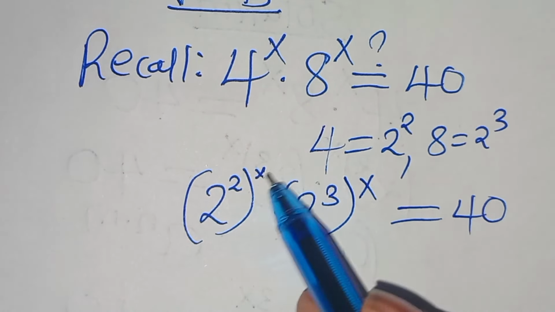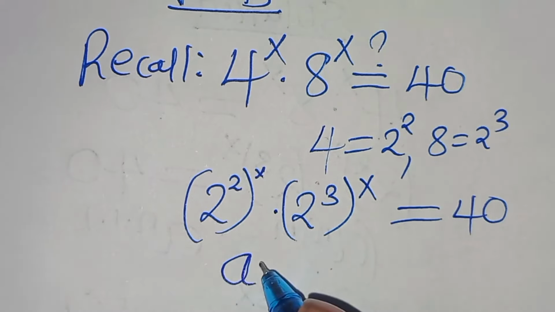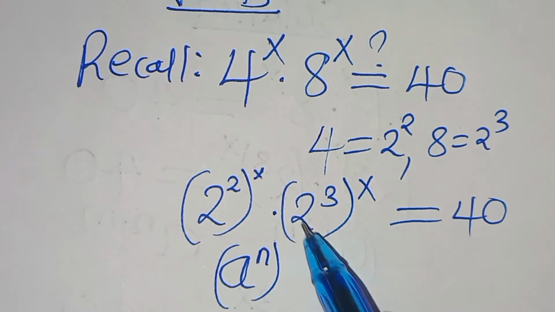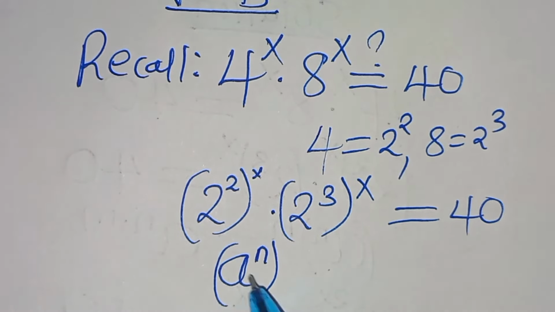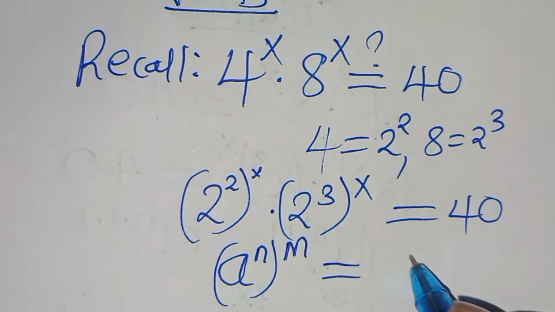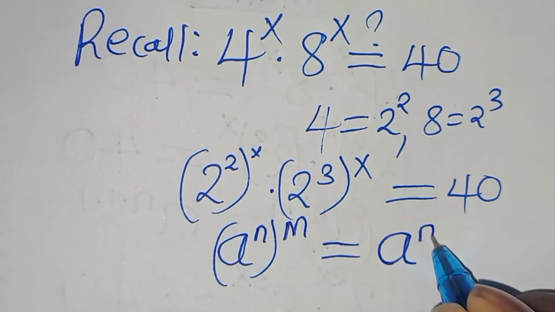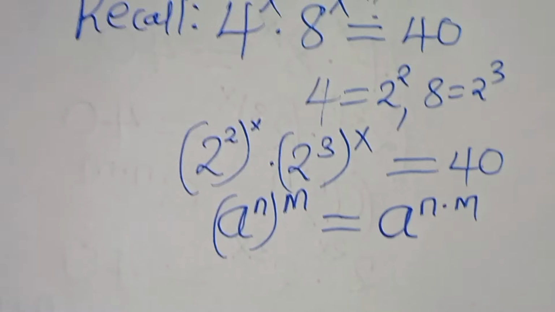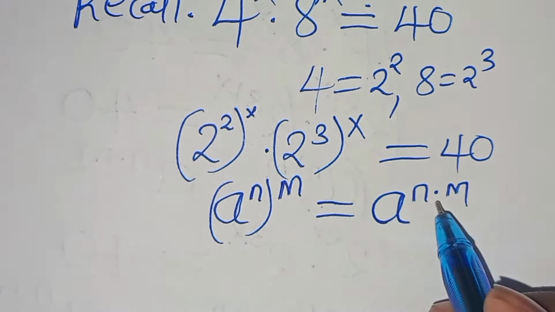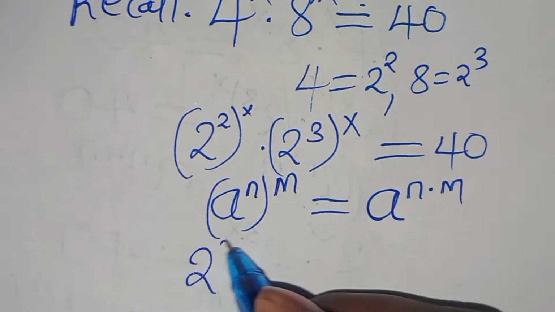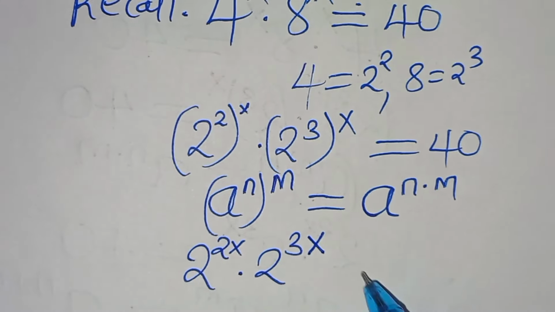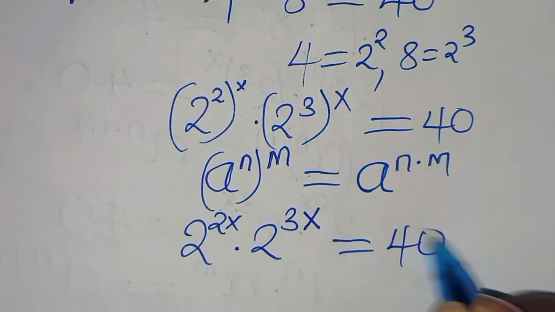Now, 2 to the power of 2 raised to the power of x and 2 to the power of 3 raised to the power of x are in the form of a to the power of n raised to the power of m, which we can express as a to the power of n times m. Applying this property, we have 2 to the power of 2x times 2 to the power of 3x. This is equal to 40.